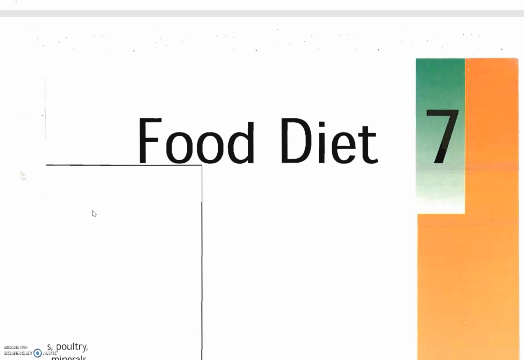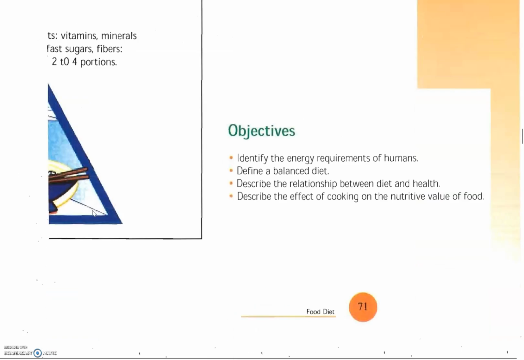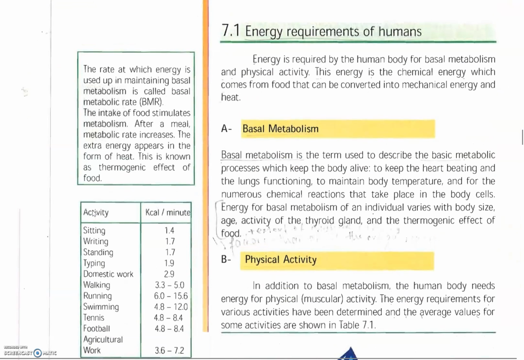So we need to go on with the chapter, and this is chapter 7, Food Diet. In paragraph 7.1, the energy requirements of humans, we see that there are two main requirements for the human body. The first one, the basal metabolism, which we have discussed in chapter 5, comprises catabolism and anabolism. This is the metabolism at rest, regardless of how active we are.